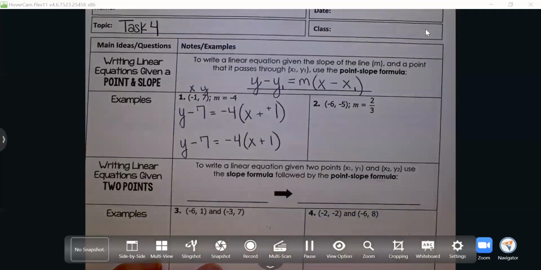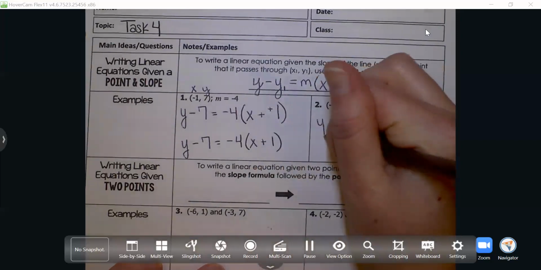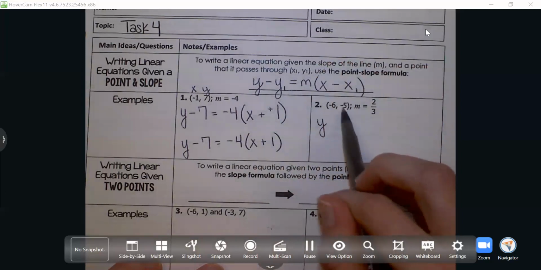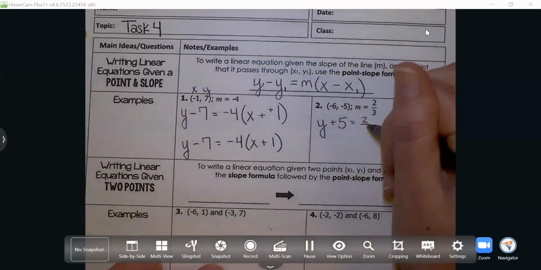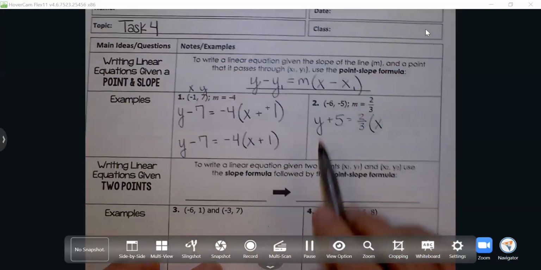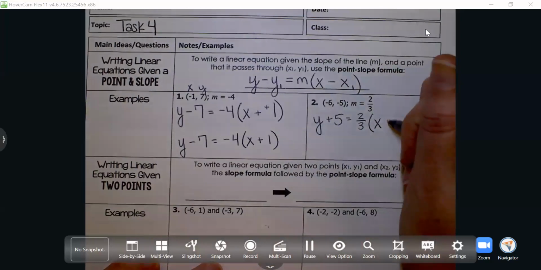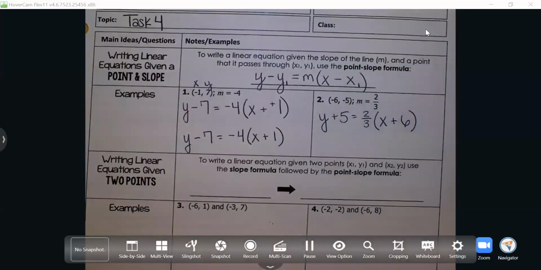So number 2, same idea. Y, and then the opposite of my y, so +5 equals 2/3 parentheses x, and the opposite of that -6, so +6. And that is my equation.